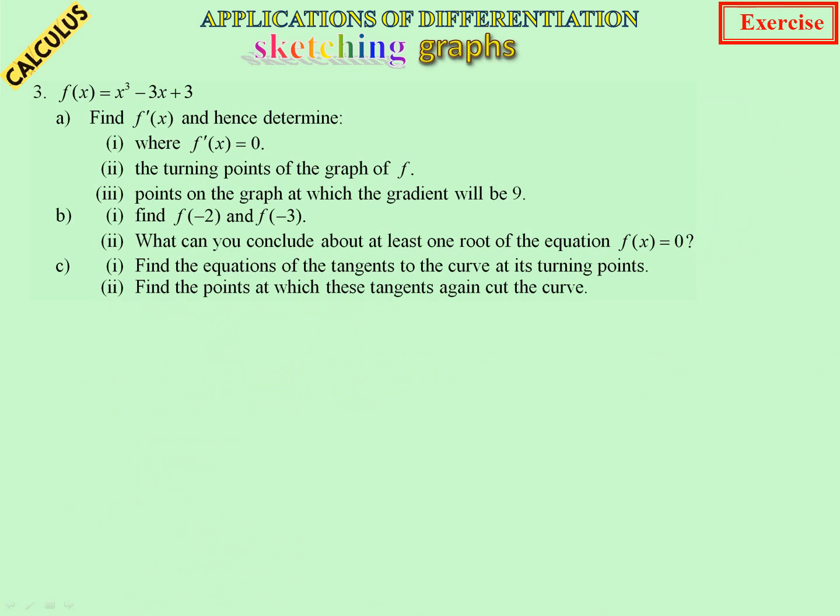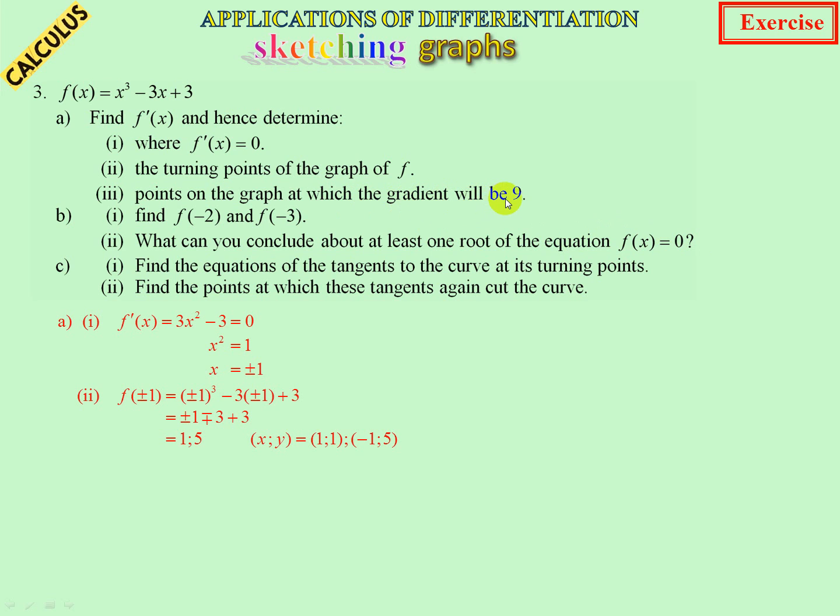Number 3. f of x equals x cubed minus 3x plus 3. Find f prime of x and hence determine when it's equal to 0. So f prime x equals 0 at x equals plus or minus 1. Turning points of the graph of f. Well, we know the x values. Substitute into the original and we get the y values. There are the y values. There are the turning points.